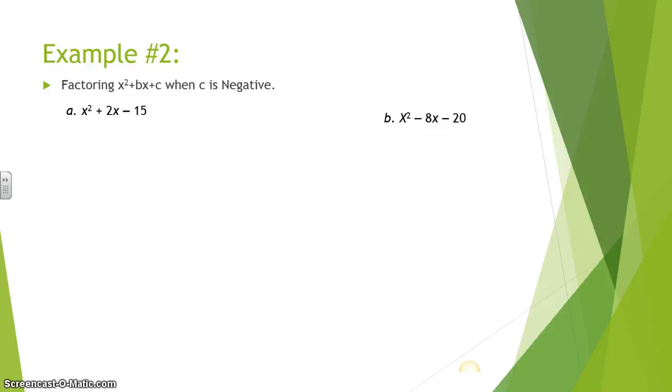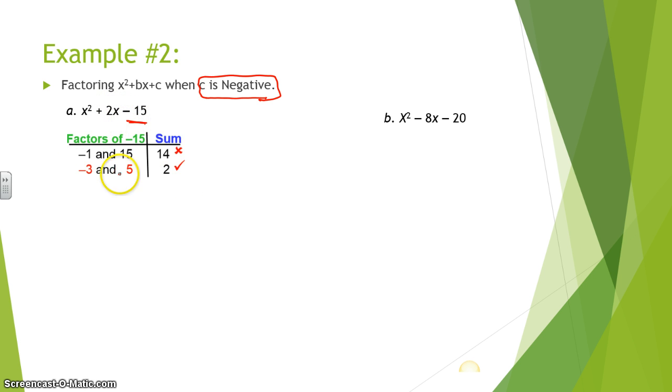My next set of examples here is when we're factoring when c is going to be negative. So before we just looked at when c is positive, now c is negative. So look at A here, we have x squared plus 2x minus 15, so a minus c. So what we have to do is think of what factors give you a negative 15 but would add to be 2x. So some factors here would be negative 1 and 15, negative 3 and 5.